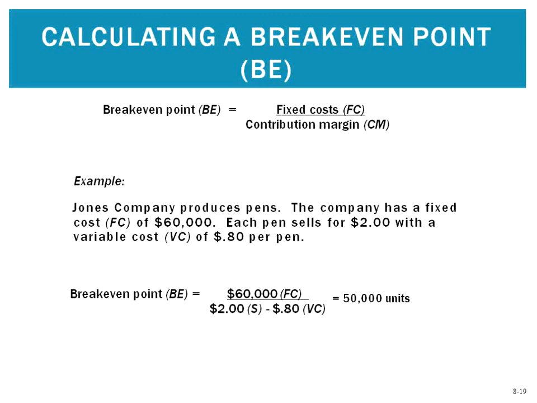So it's your fixed cost divided by your contribution margin. Remember, your contribution margin is selling price minus variable cost. So your break-even point is $60,000 divided by $2 minus 80 cents. So your contribution margin is $1.20. So your break-even point is $60,000 divided by 1.2. Okay? And that just shows that in order to cover your fixed costs and to cover your variable costs, you need to sell 50,000 units.